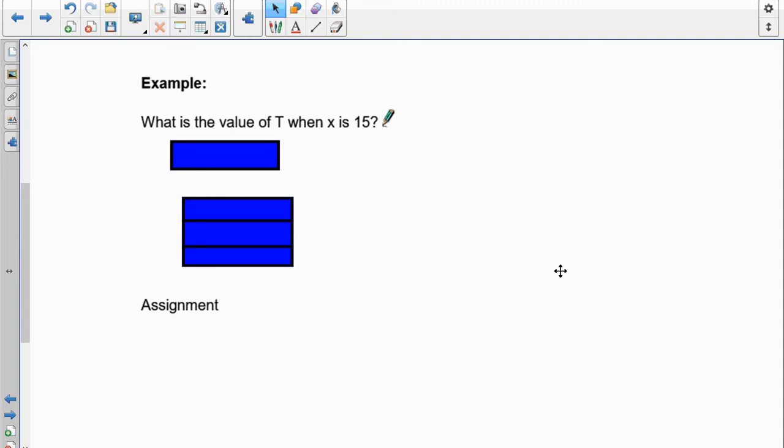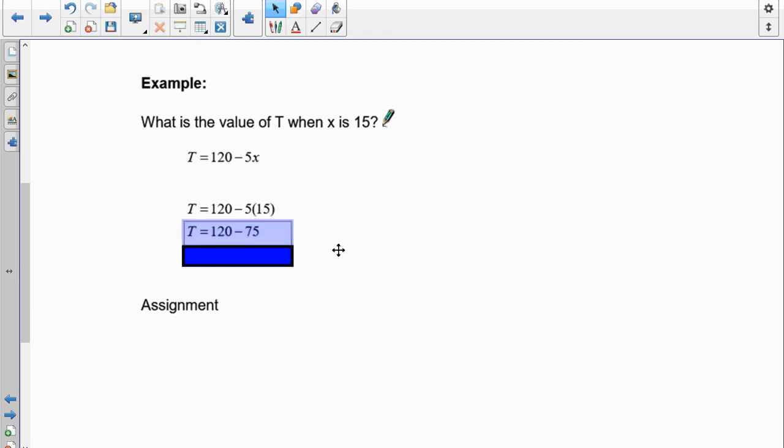Okay. Now, some of the ones here are difficult to do because it says, what is the value of t when x is 15? And they do tell you what the formula is. They're going to present the equation to you. So what is the value of t when x is 15? t is our unknown, and it wants to know the value of t when x is 15. So there's our formula, and of course next comes substitution. 5 times 15 is 75. So 120 take away 75 is 45.